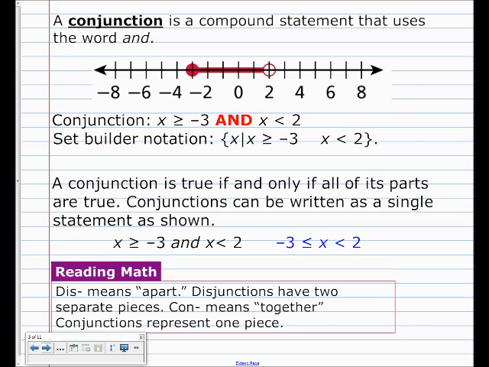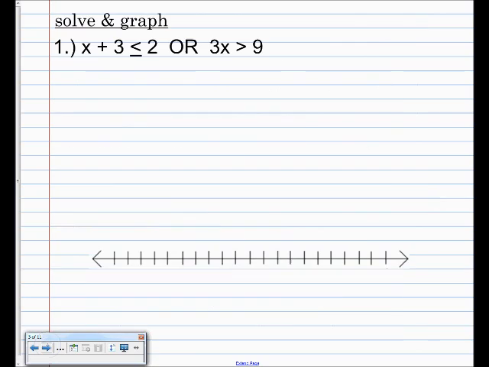A way to help you remember that, if you think about prefixes that you learn in English, dis means apart or separate, and con for conjunction means together or with. And you guys that know Spanish, you have the word con. What does con mean? It means with, so you can think of that too. Okay, great. So let's look at a few examples.